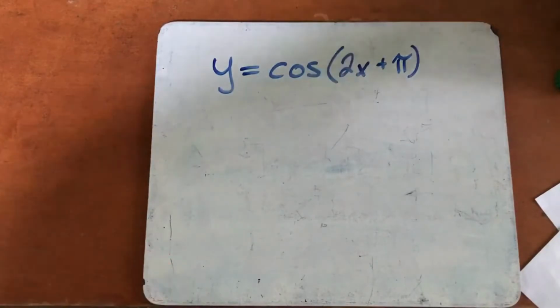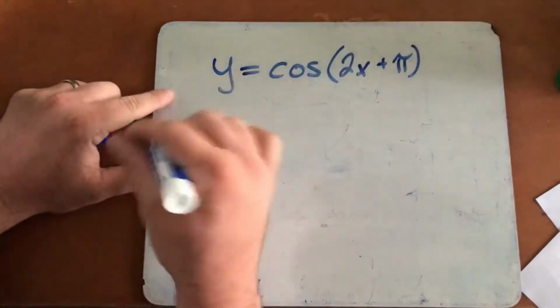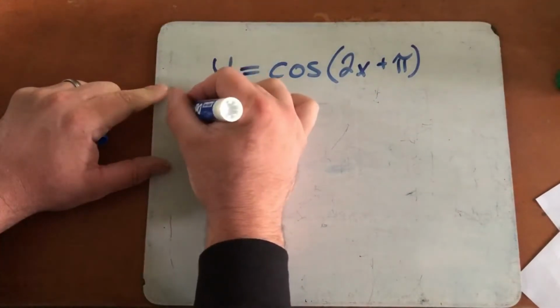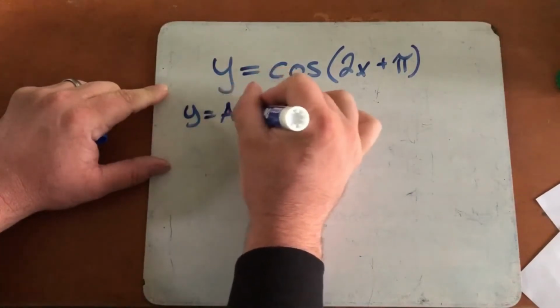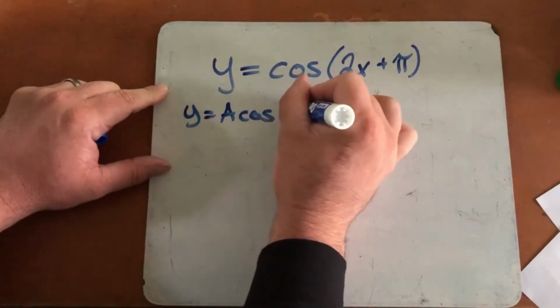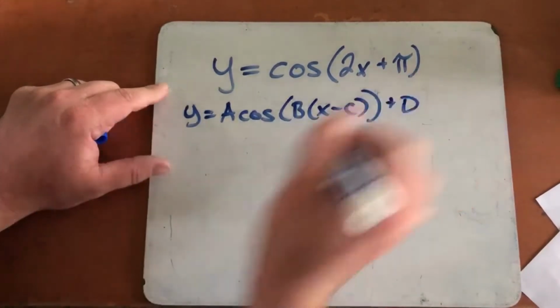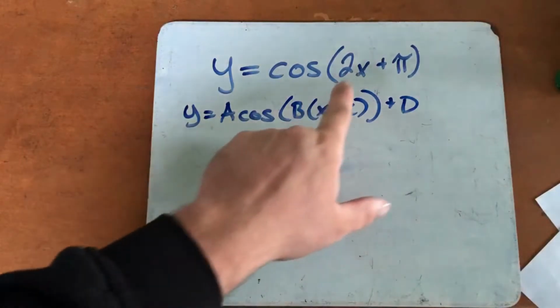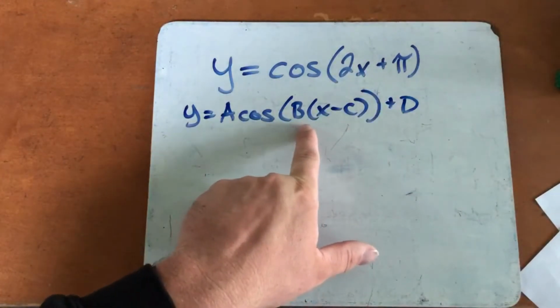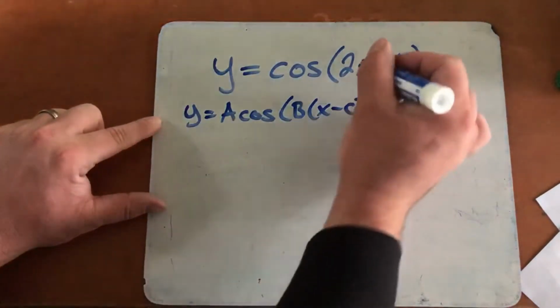Looking at my next example, it's a cosine. So that means in order to find my key features, I want to make sure it looks like this: y equals A times the cosine of B parentheses x minus C, close parentheses, plus D. When I look at this, notice that this right here does not look like B parentheses x minus C. So this is where I was talking about.